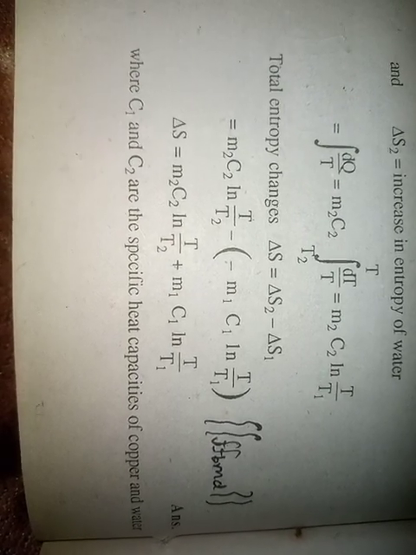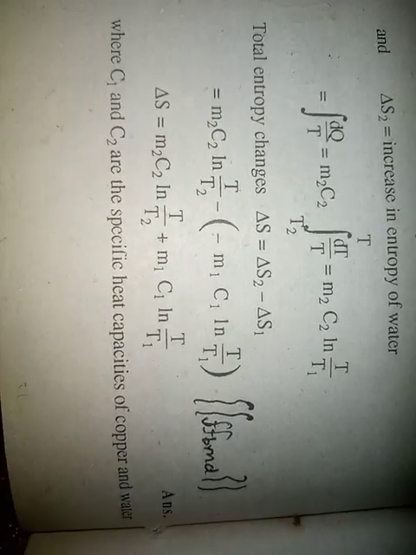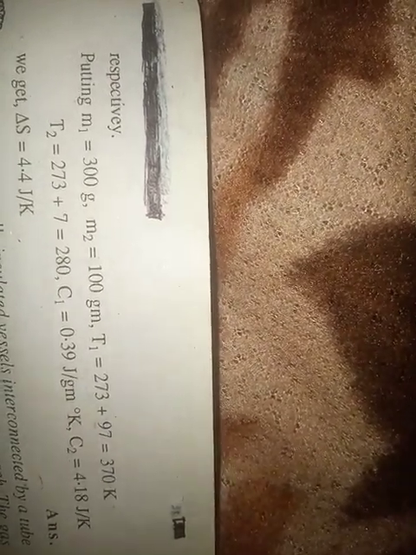where c1 and c2 are the specific heat capacity of copper and water respectively. Putting m1 equals 300 gram, m2 equals 100 gram, T1 equals 273 plus 97, 370 Kelvin, and T2 equals 273 plus 7, 280 Kelvin, c1 equals 0.39 joule per gram Kelvin, c2 equals 4.18 joule per gram Kelvin, we get delta S equals 4.4 joule per Kelvin. Answer.